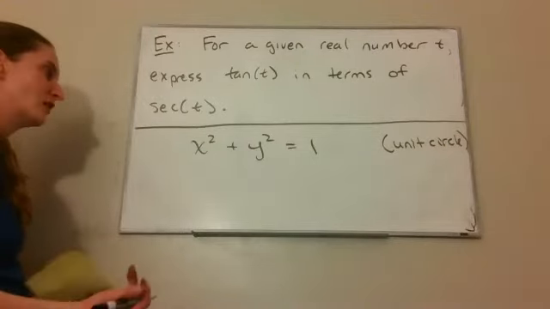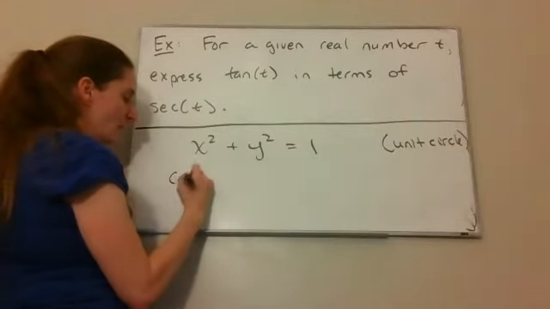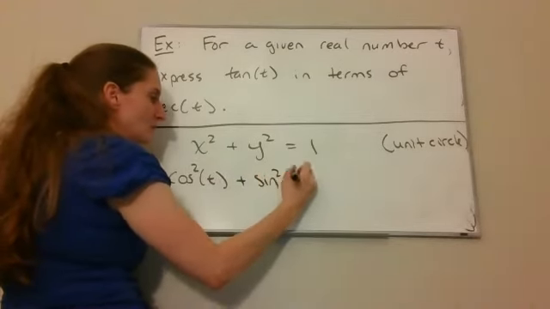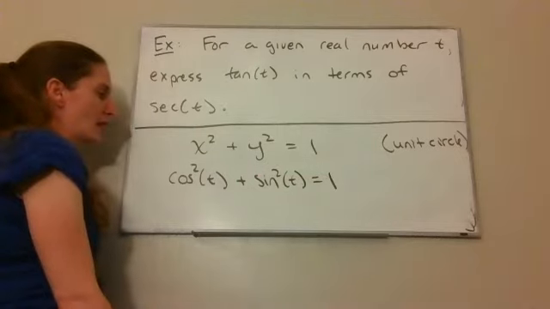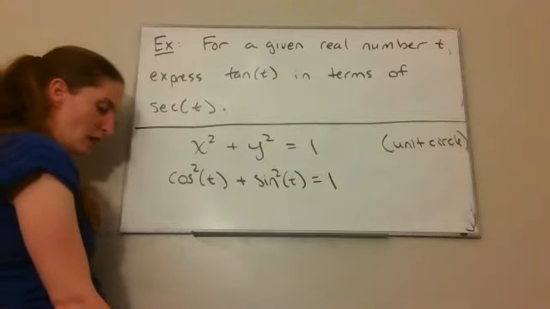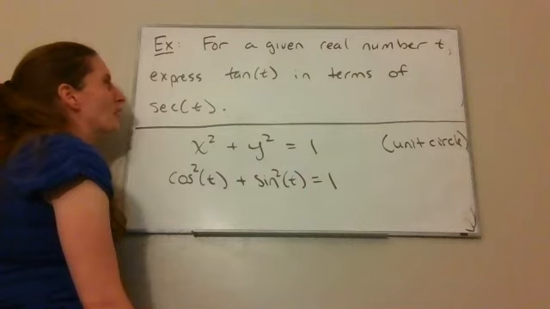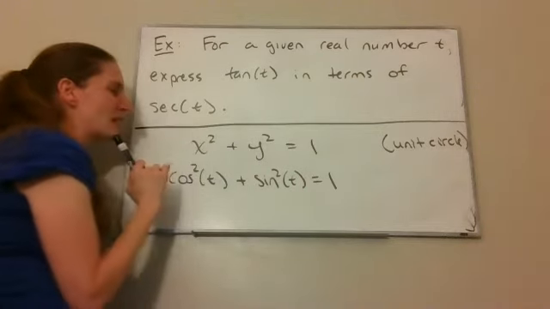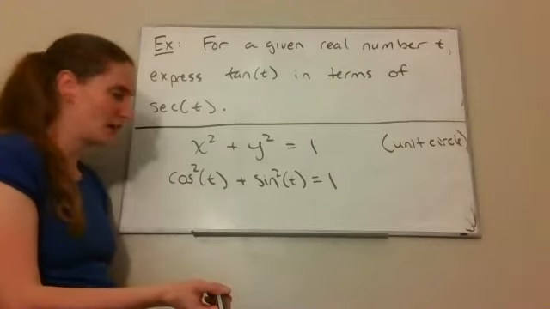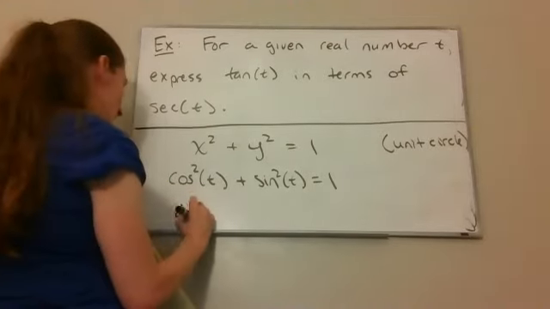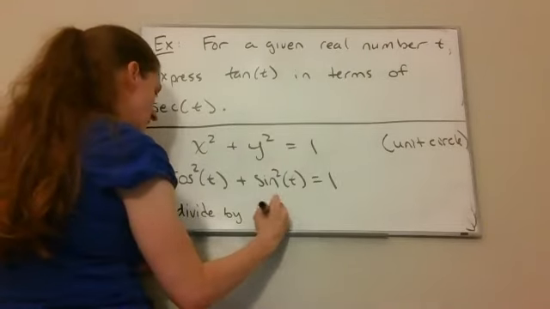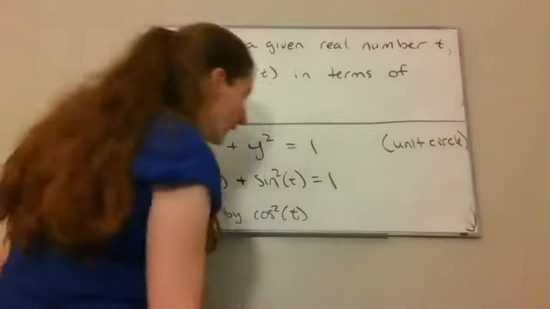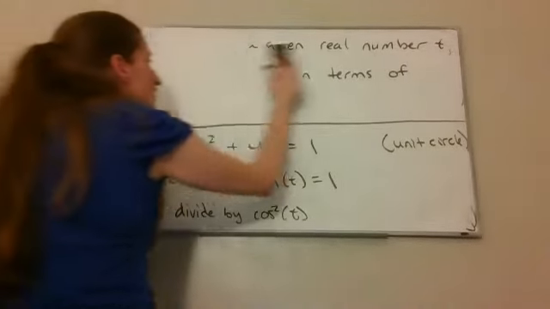And now I know from my unit circle, x is equal to cosine of t, and y is equal to sine of t. So cosine squared t plus sine squared t is equal to 1. And let's look at what they want us to find in this problem. I have a tangent and I have a secant. I know that tangent is sine over cosine. So let me just divide everything by cosine squared t so that this guy ends up being a sine squared over a cosine squared. So I can rewrite it as tangent.